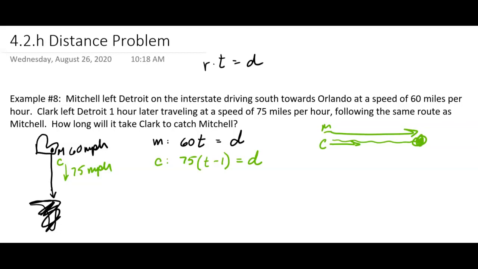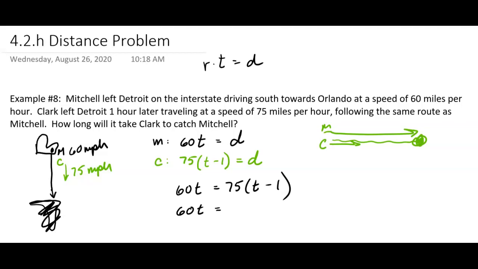Okay. So we want to know, when does 60t equal 75 times t minus 1? Now, why is it t minus 1? Because remember, Clark left an hour later. So if Mitchell traveled 3 hours, then Clark's only traveling 2 hours. If Mitchell traveled 10 hours, then Clark's traveling 9 hours. And what we're trying to figure out is how long Mitchell needs to travel and Clark needs to travel to get to the same point.